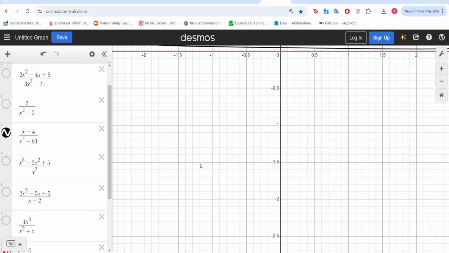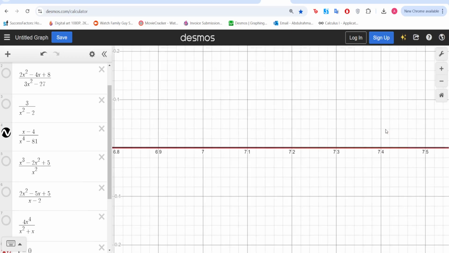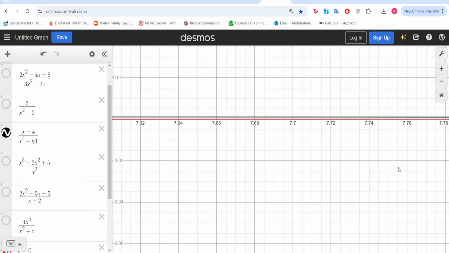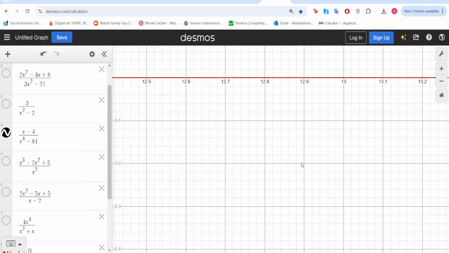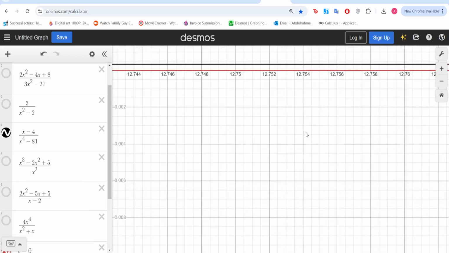Okay, we have the horizontal asymptote line. As we can see, as we are approaching infinity, our lines are approaching each other. So this makes it a horizontal asymptote.